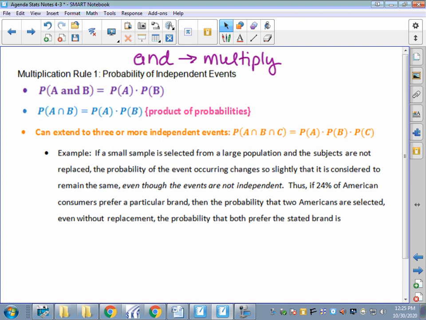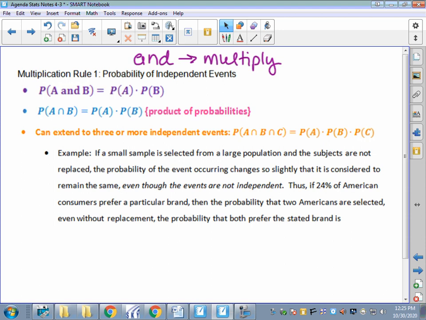This can go on to more than 2 events, 3 or more, so the probability of A and B and C will be the probability of A times the probability of B times the probability of C. So it goes on and on. We'll probably just stick to 2 events. Maybe I'll throw a 3 in there every now and then. So I've got really lots of words here.